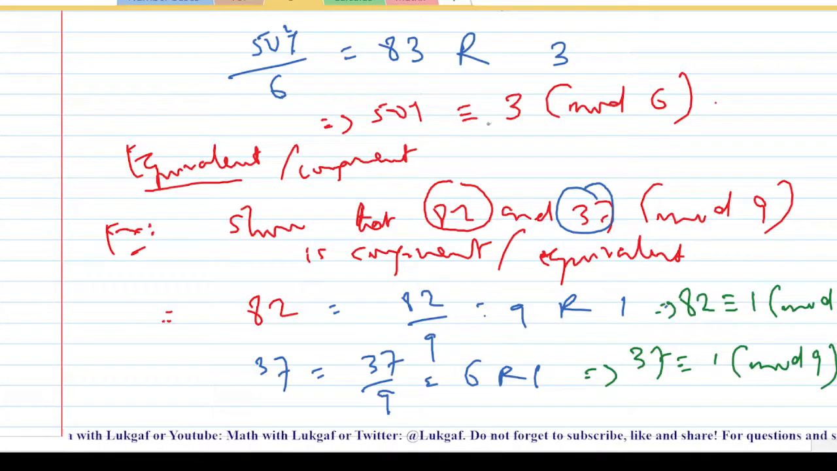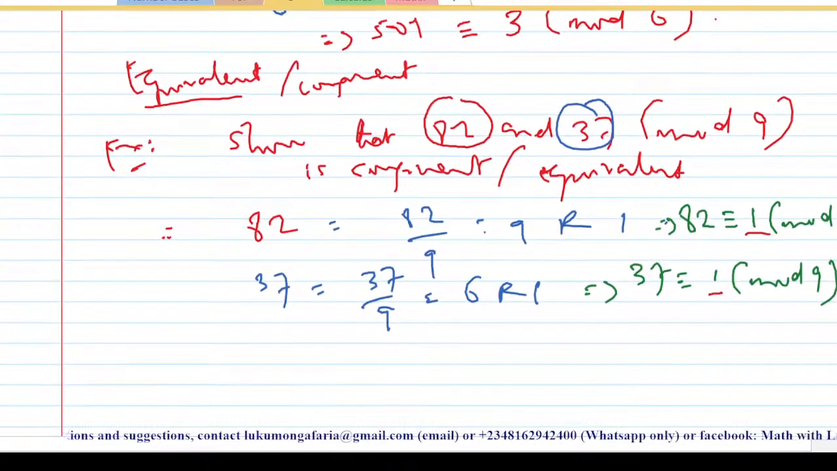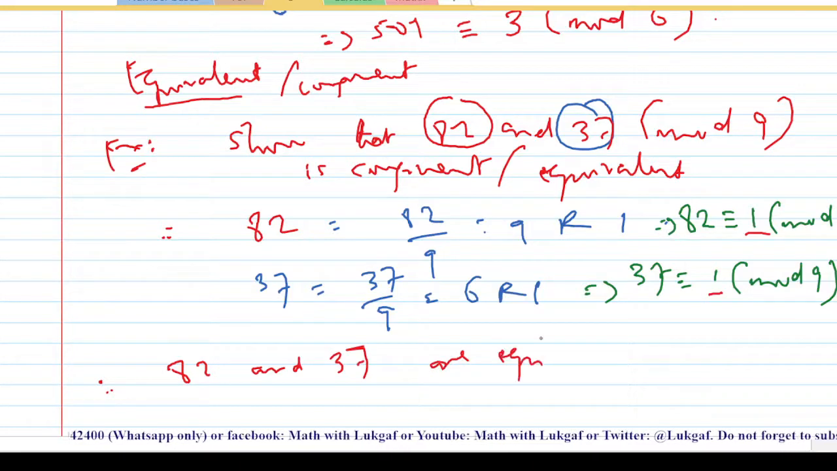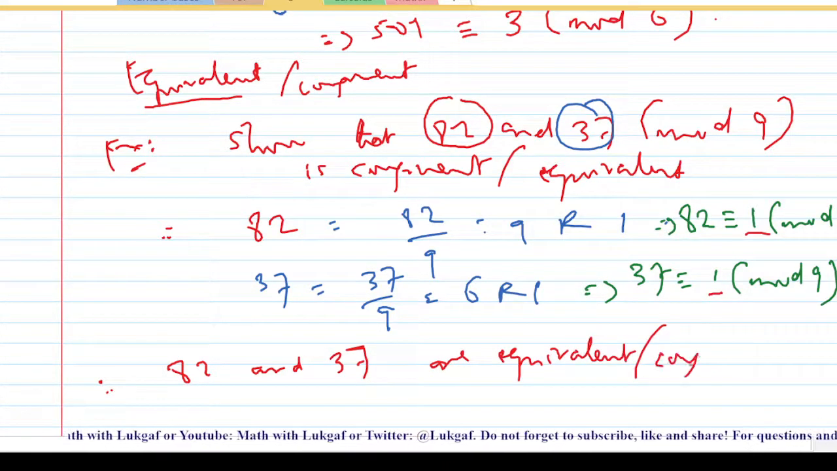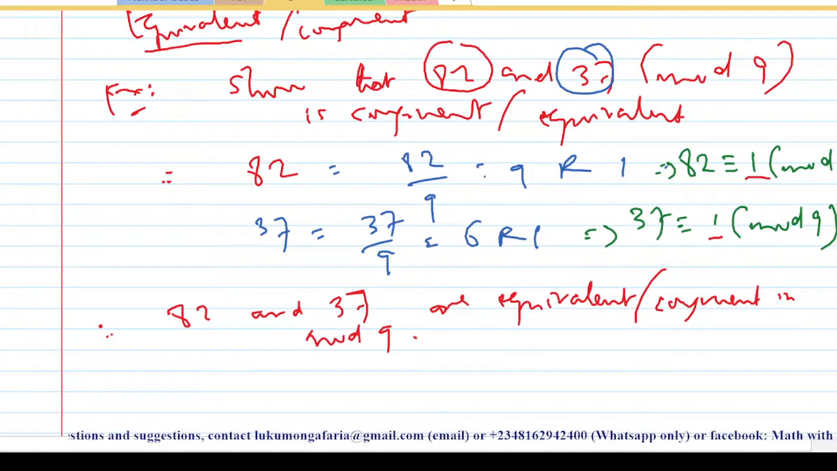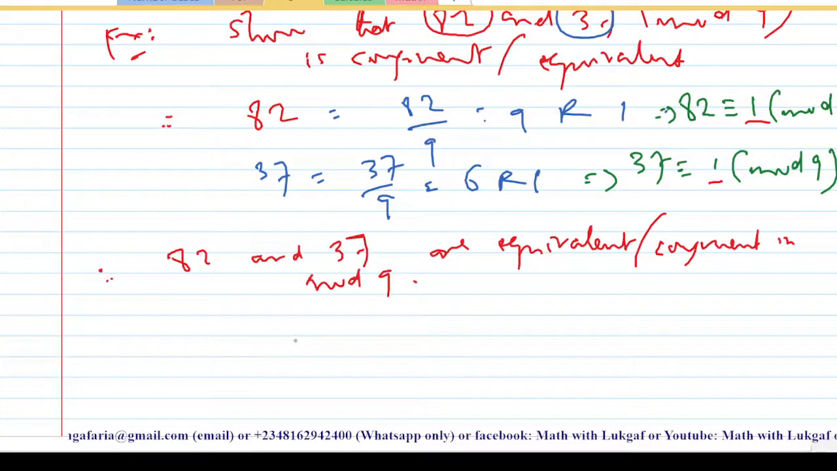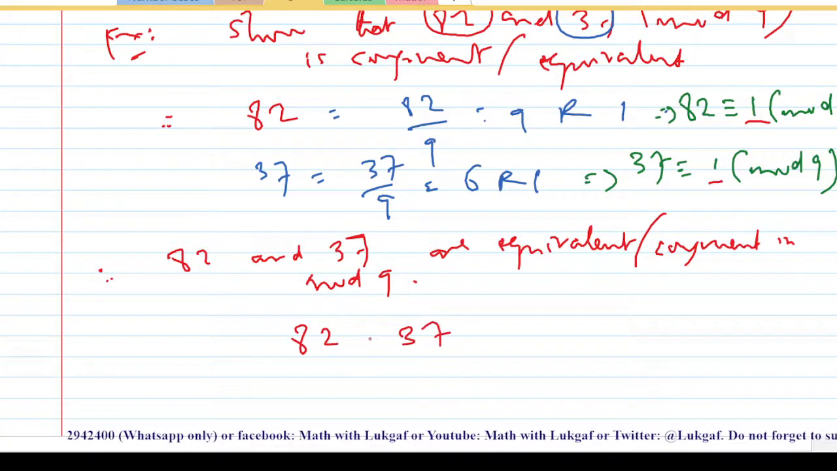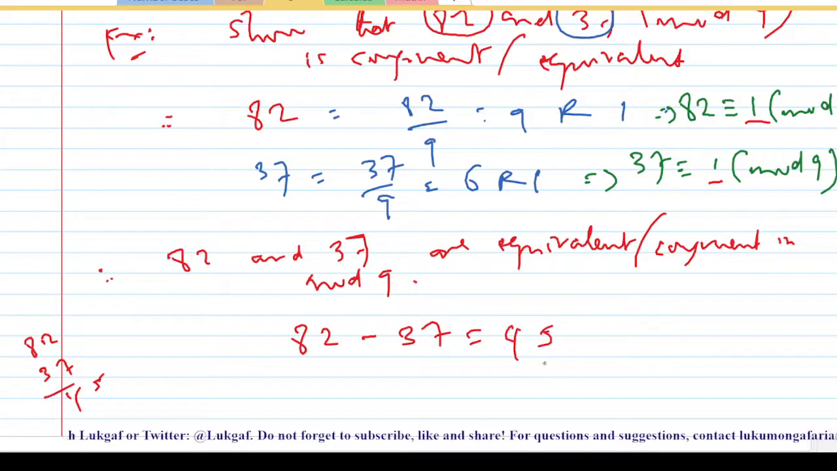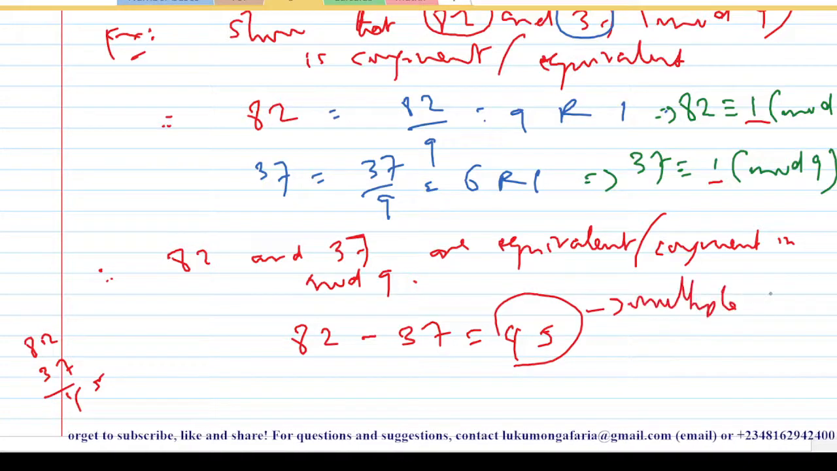What do you observe? You will notice that this remainder is also the same as the remainder when I simplify 37 under modulo 9. Then you can conclude adequately that 82 and 37 are equivalent or congruent in modulo 9. But before I conclude this, what do you observe? When you subtract the two equivalent integers, 82 and 37 from each other, this will give me 45. So you notice that I have 45, which is also a multiple of 9. You understand now?